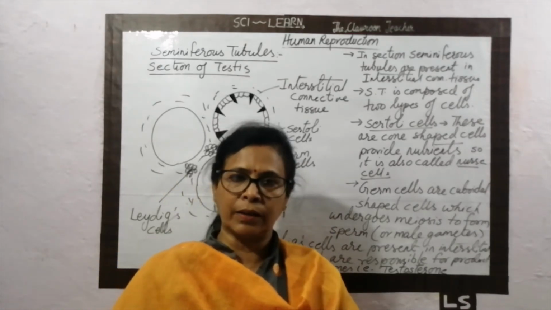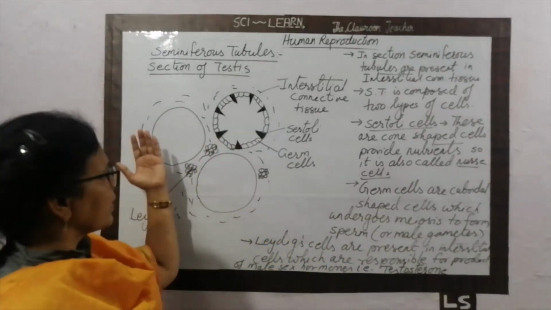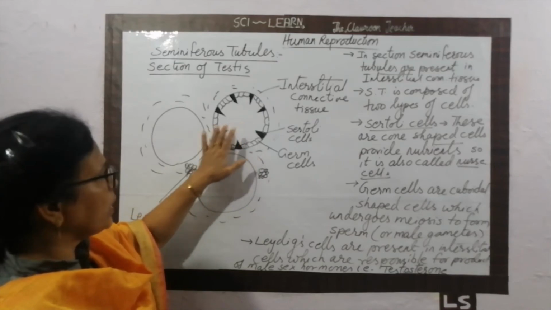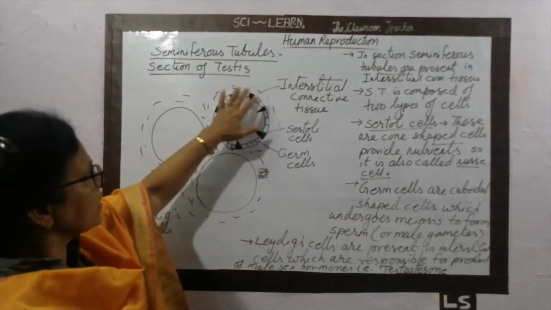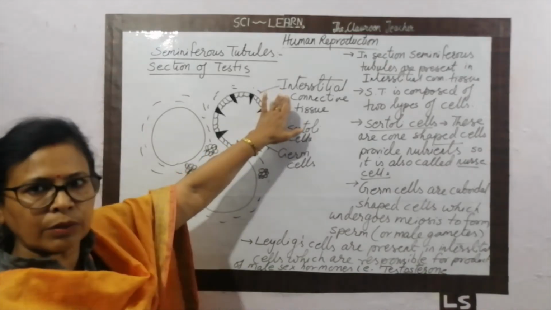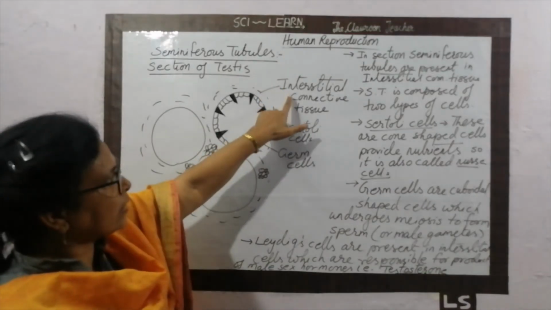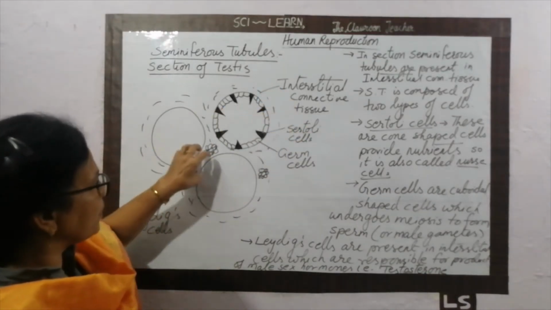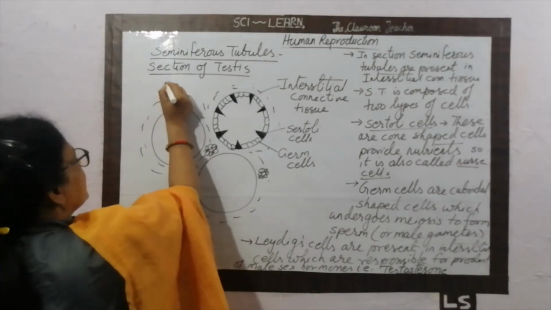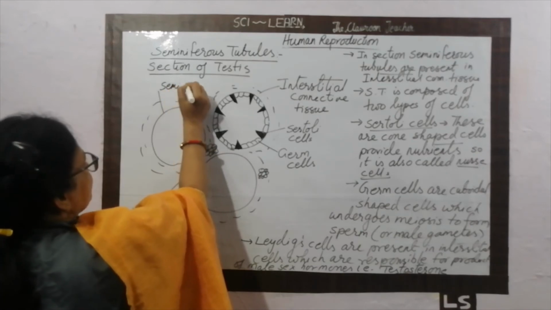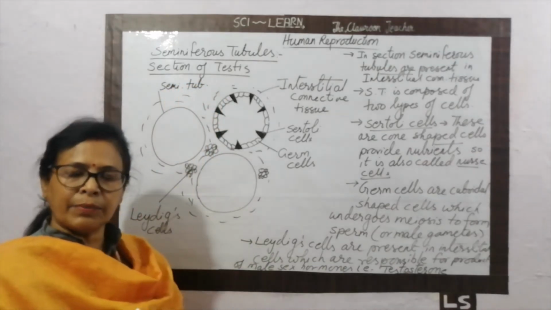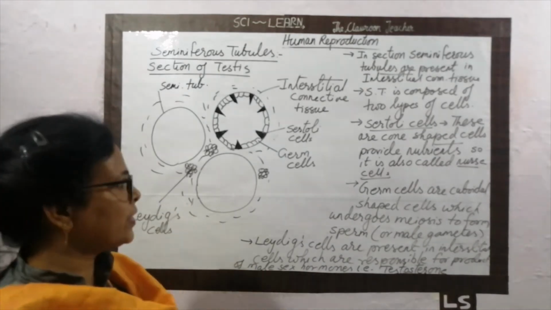What happens with the seminiferous tubule? When we cut a section of the seminiferous tubules, we are able to see the tubular structure like this. All the cells present outside this tubular structure are the interstitial cells. In this interstitial connective tissue, these tubes are present, which we call the seminiferous tubule. And inside the seminiferous tubule, two types of cells are present.